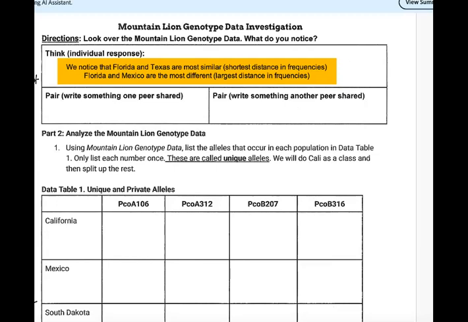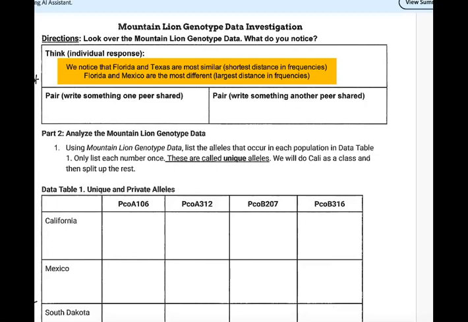So you need to find something that somebody else wrote, okay? Pair, write something that somebody else wrote here. And so you got to get two ideas from other people, like what they found. Okay, I'm not giving that for you. I'm not in the classroom. You got to talk to your peers.